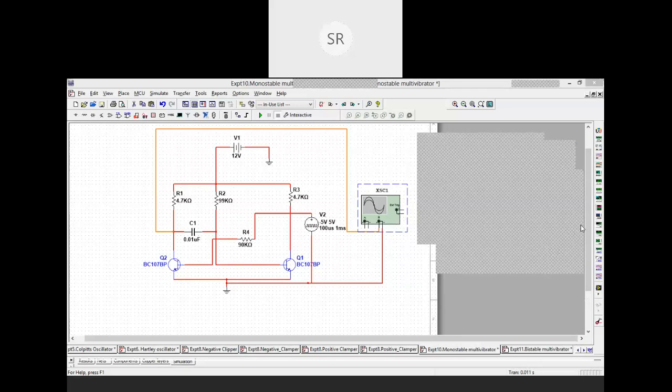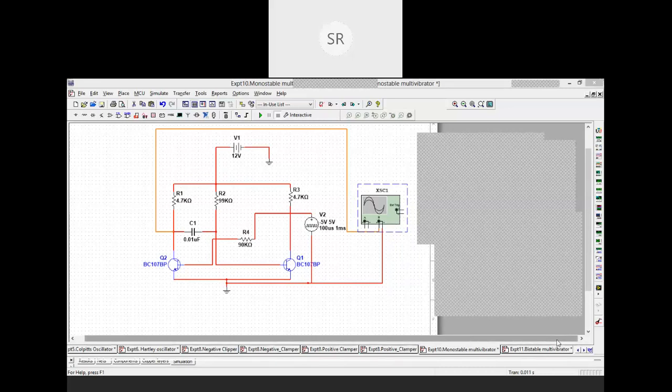Manju Raman, shall we proceed to the next experiment? Experiment number 8. Shall we proceed to experiment number 8? Manju Raman, Divya Jorai Kannan. Okay, right. So, what is experiment number 8?